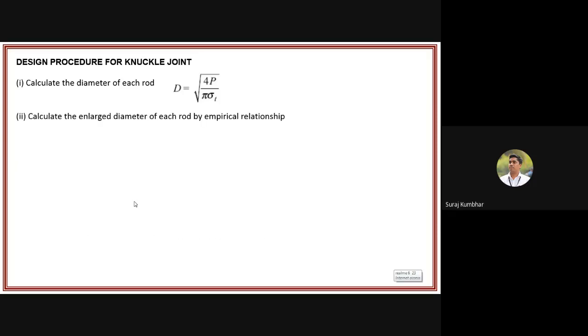Now the second: calculate the enlarged diameter of each rod by empirical relationship. There is an empirical relationship to find the enlarged diameter. What is that empirical relationship? D1 is equal to 1.1 times D. The diameter of the rod you already know, so you put it here and multiply with 1.1, then you get D1. That D1 is nothing but the enlarged diameter, which is connected to the particular rod.